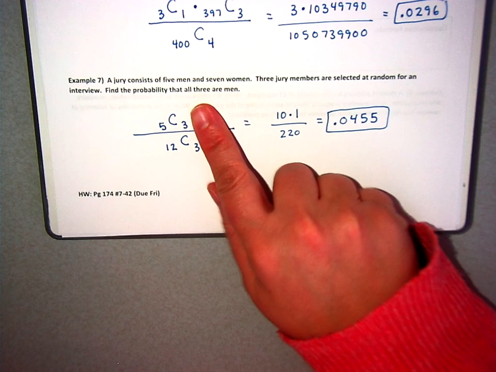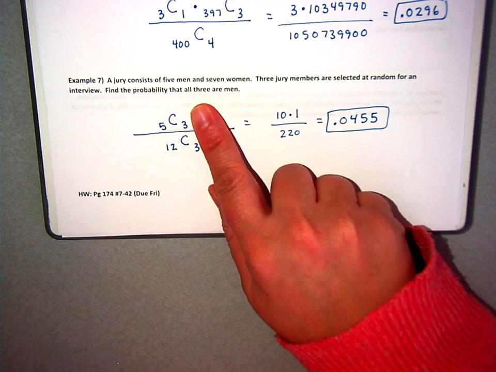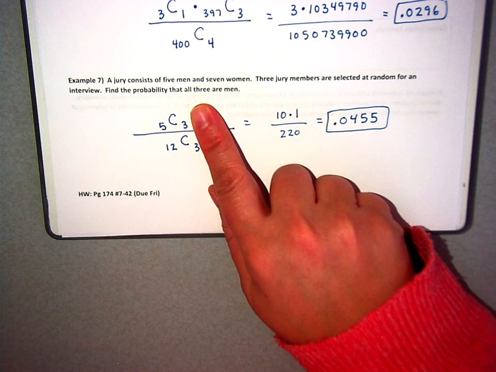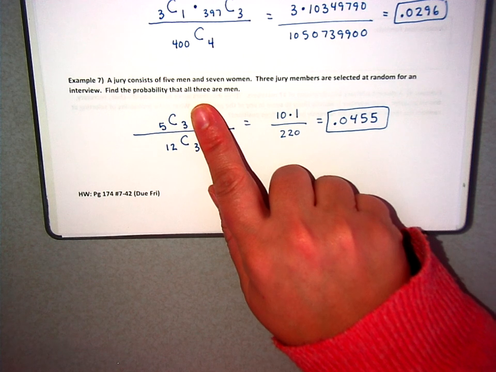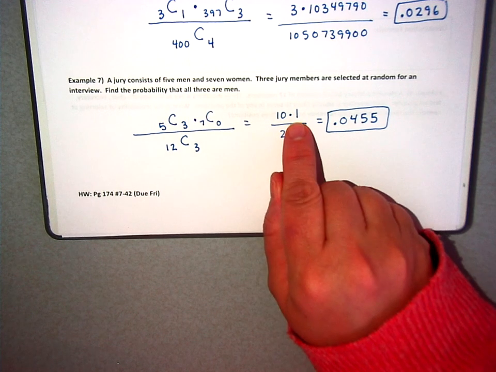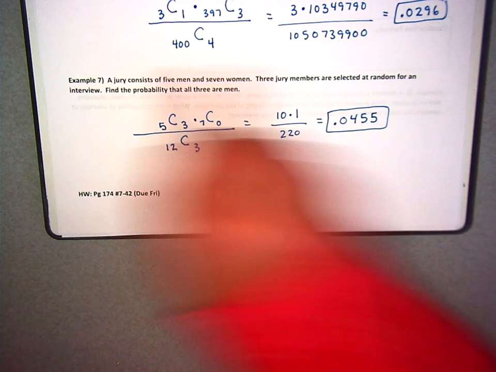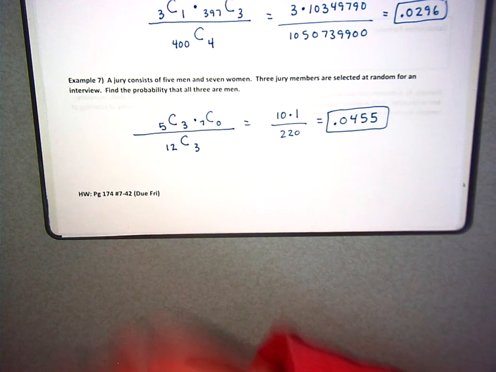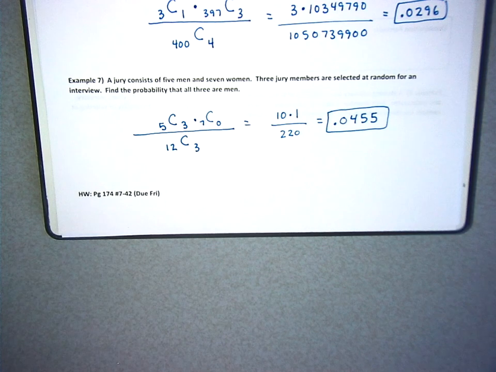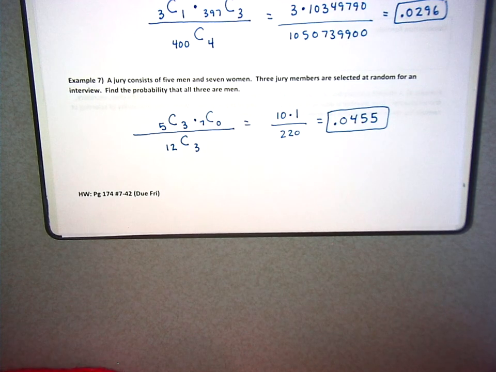Also, you can just think, I'm choosing 3 out of 5 men. I don't even need to talk about the women because I'm not choosing any of them, right? But if you look over here, you see that it equals 1. When would people use this in real life? This specific example: there are 5 men and 7 women on a jury, and then 3 jury members are selected at random for an interview. What's the chance that all 3 of them are men?